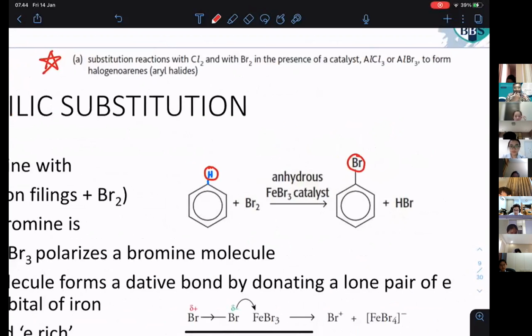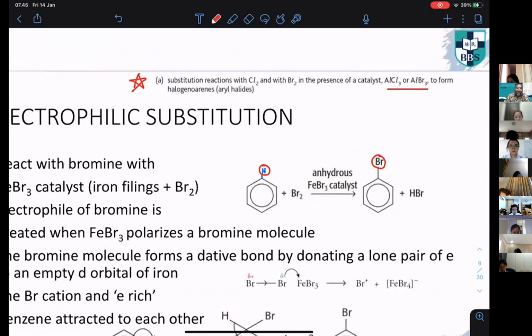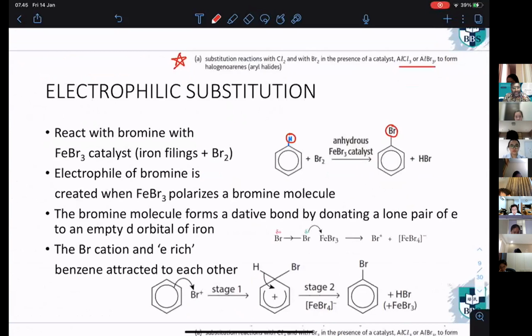Please take note, this is very, very important. Substitution reactions of Cl2 and Br2 happen with the presence of a catalyst. They have removed the FeBr3 and FeCl3. They have replaced them in the new syllabus with AlCl3 and AlBr3. Very, very important. Therefore, from now on, you need to make some changes over here. They react with bromine, with what catalyst? You change this one into AlBr3. This one you can remove already.